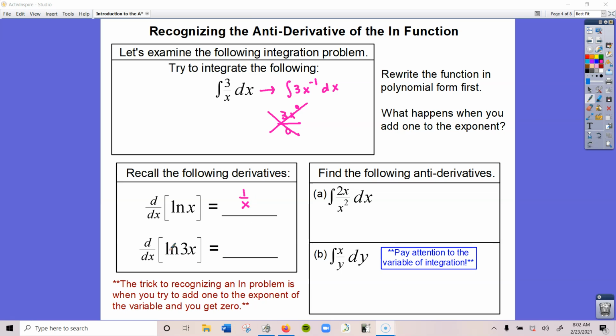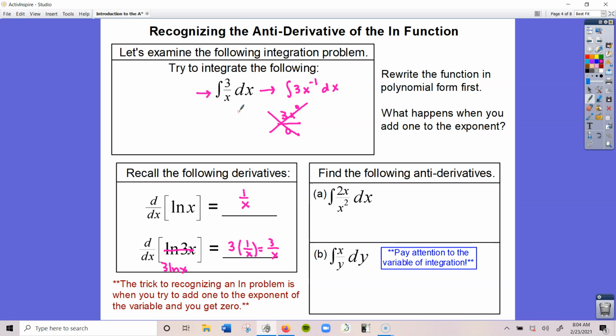Now I actually wrote this incorrectly. This should read 3 ln of x. Now if you try to find the derivative of 3 ln x, then remember that coefficients just kind of tag along. So we would have 3 times the derivative of the ln of x, which is 1 over x, which gives me 3 over x, which is exactly what we had here.